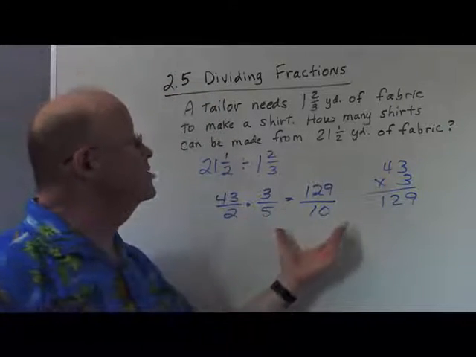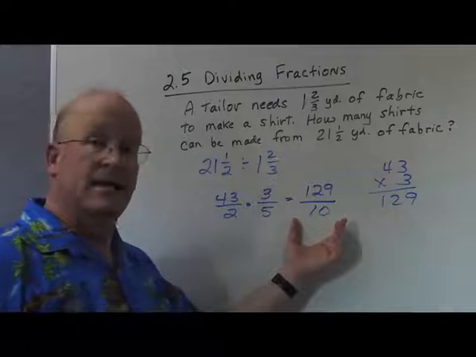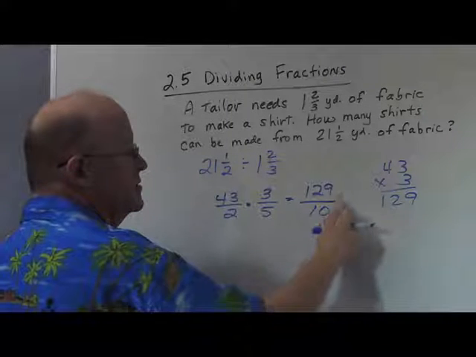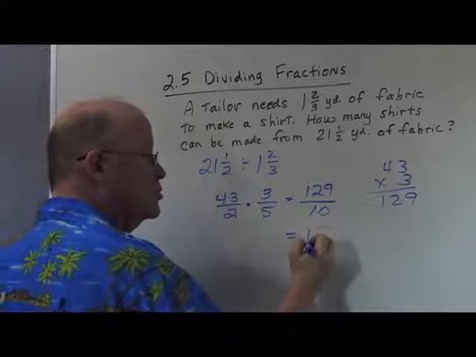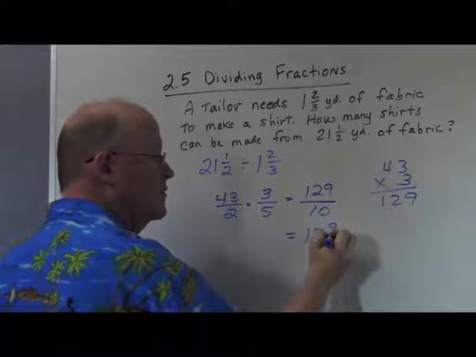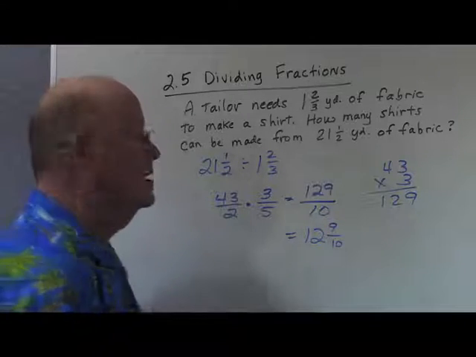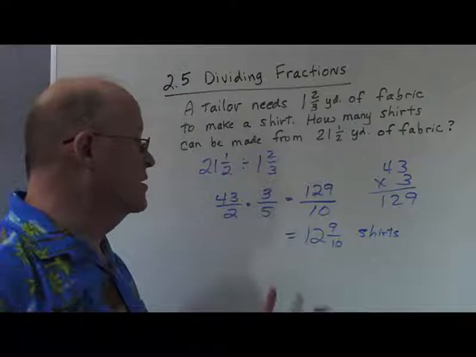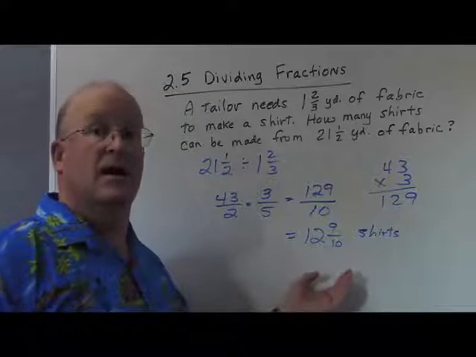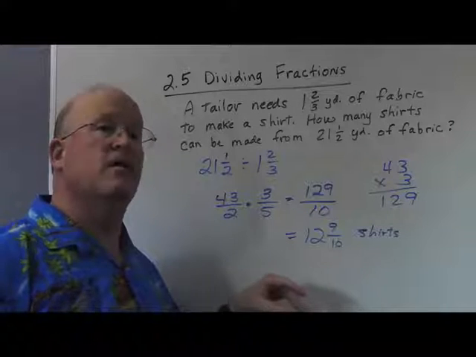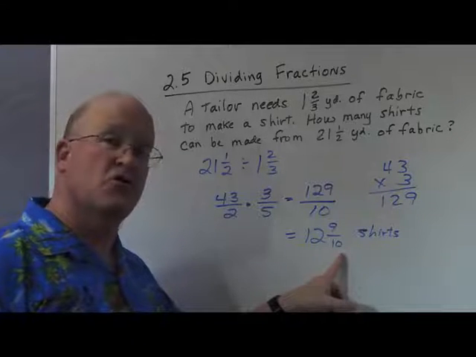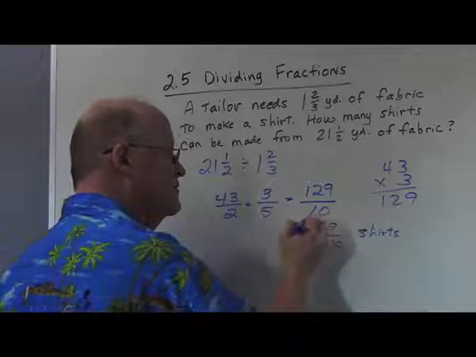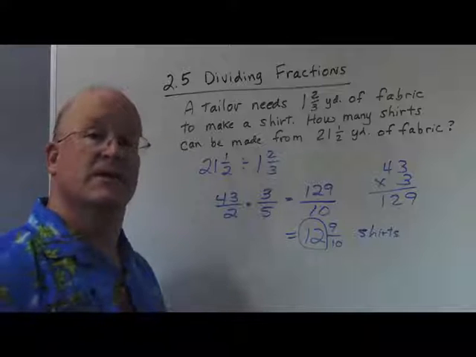Now, how many shirts can be made? Well, that means we need to reduce this to get an answer out of it. Well, 10 goes into 129 12 times with 9 left over, and so we'd have 12 9/10 shirts. Normally when rounding, we want to round up in this case because 9/10 is close to a whole, but we really can't make that 13th shirt with a fraction of the fabric. So only 12 full shirts can be made from this amount of fabric.